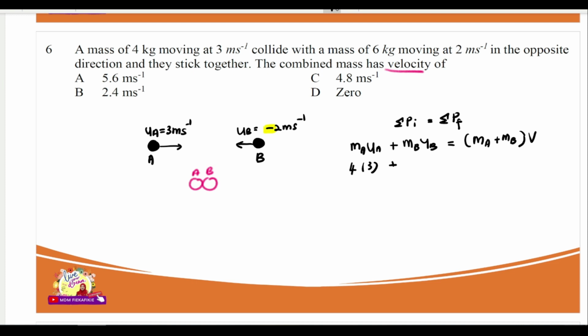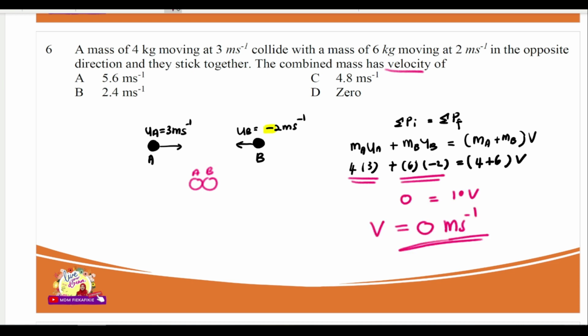uB is 2. Don't forget the negative, that is negative 2. And here we have 4 plus 6 times v. So if we look here, 12 plus negative 12, we will get 0. So automatically the value of v will be 0 meter per second. Alright, so the answer is D. Okay, so finish question number 6.